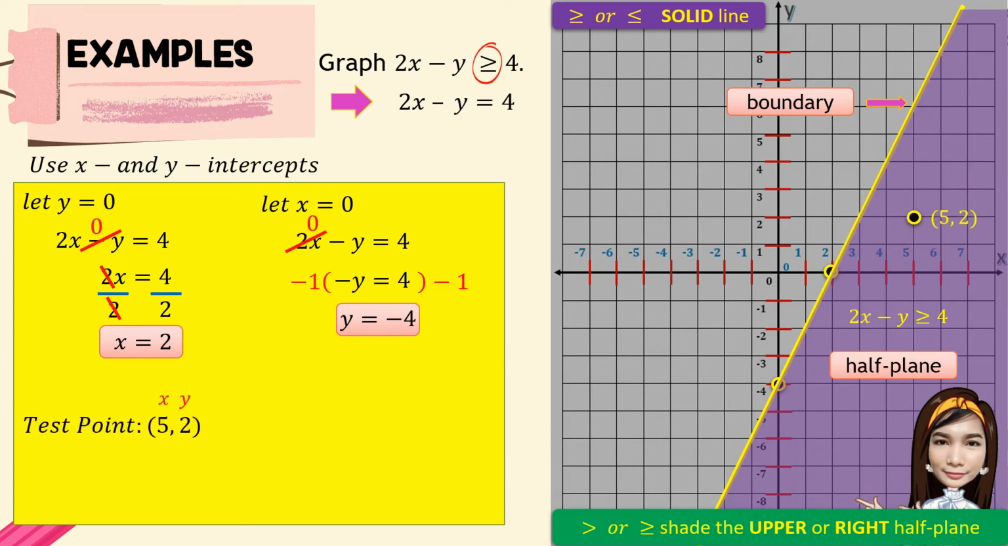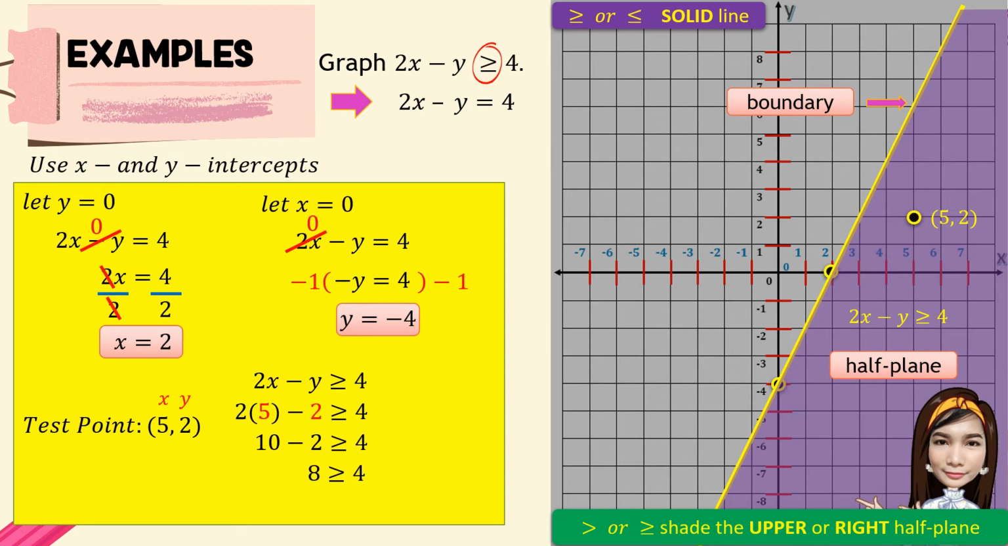So we are going to label x is 5, y is 2, then write the linear inequality 2x - y ≥ 4. Then substitute the values of x and y. So we have 2 times the value of x, which is 5, minus the value of y, which is 2, is greater than or equal to 4. Then simplify. 2 times 5 is equal to 10, minus 2 is equal to 8.